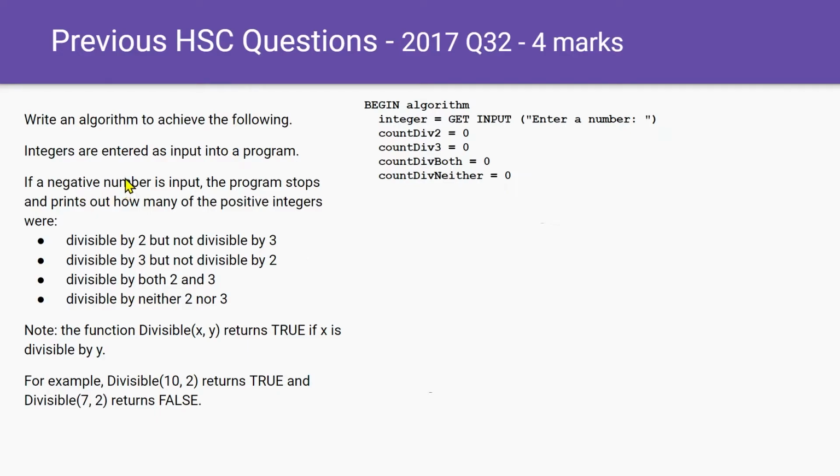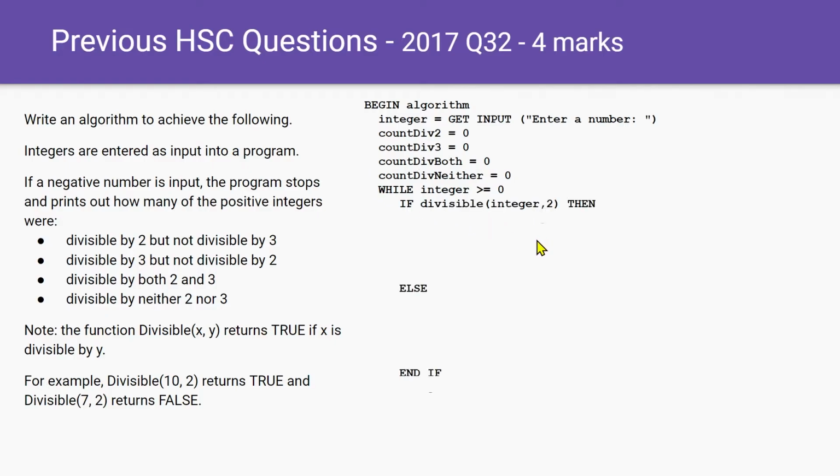Looking at the next part, we need to check if a number is negative, and if it is, it stops the program. So that means we're going to have a loop. So I'm going to have my while loop here. While the integer is greater than or equal to 0, it will then perform what it needs to do. If not, it will break out of that while loop.